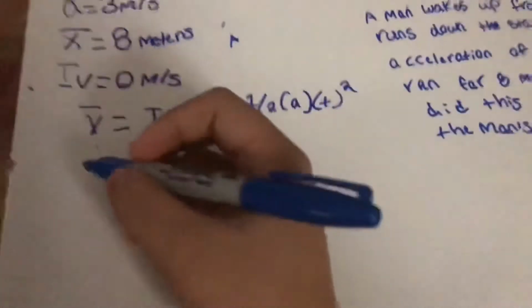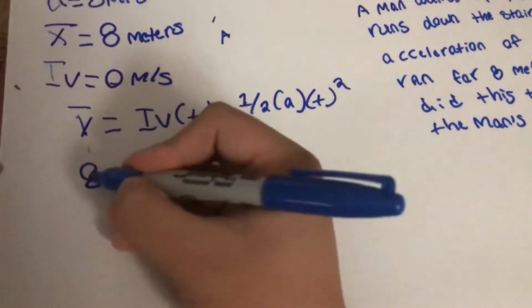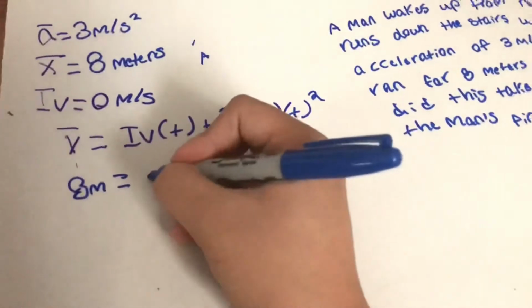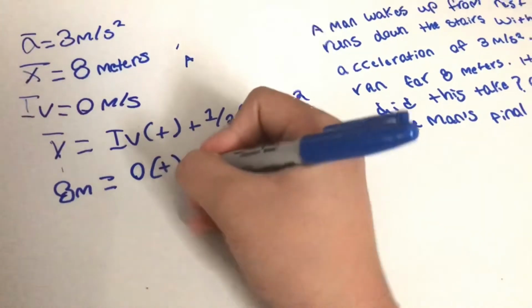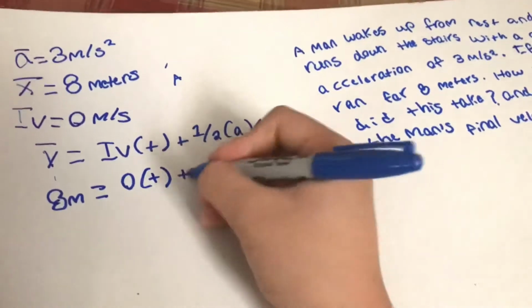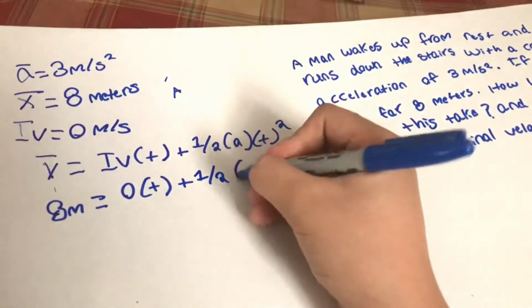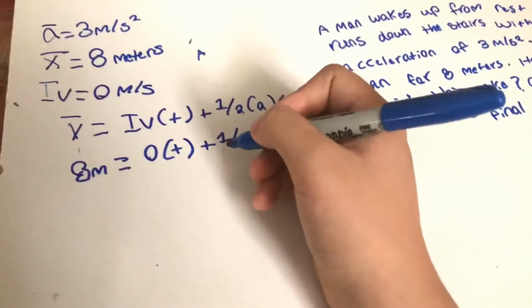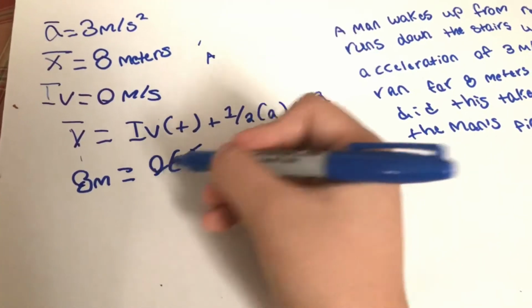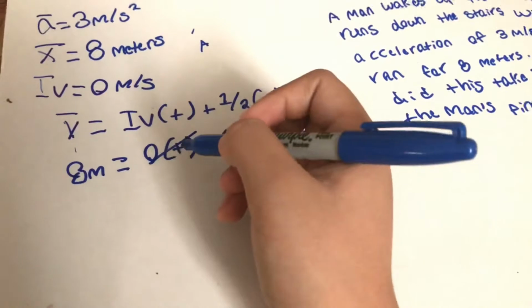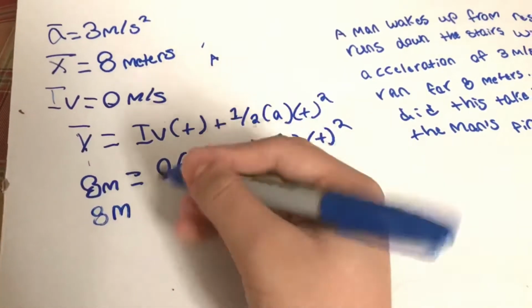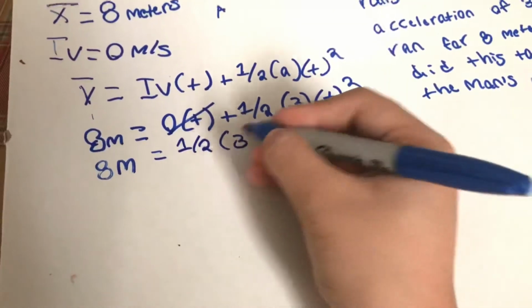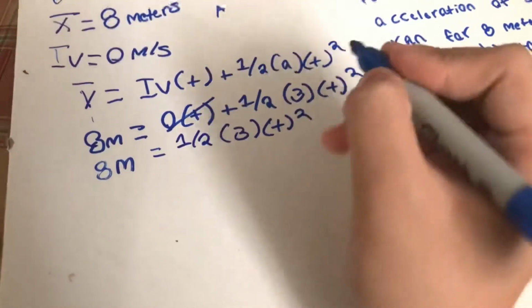So, for x, we would plug in 8 meters equals, and then for initial velocity, we would put 0 times time, since we don't have time yet, plus 1/2 times 3 times time squared. So we can already get rid of this since it's times a 0, so it crosses out. So then we have 8 meters equals 1/2 times 3 times time squared.